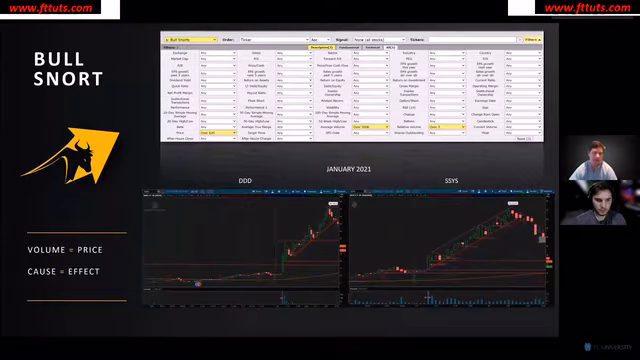So how do I set up these scans? For the bull snort, I've just taken a screenshot here of FinViz. This is my actual bull snort scanner, and it's not that complicated. I scan for stocks over 20 bucks with an average daily volume over 500,000 and a relative volume over 3. So that's basically what I'm doing here.